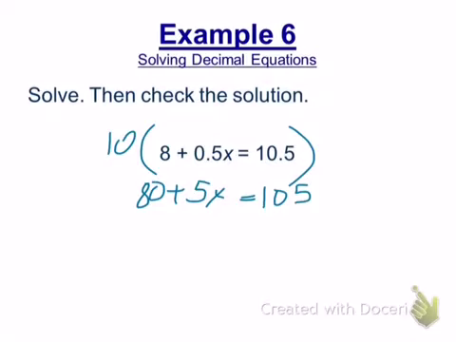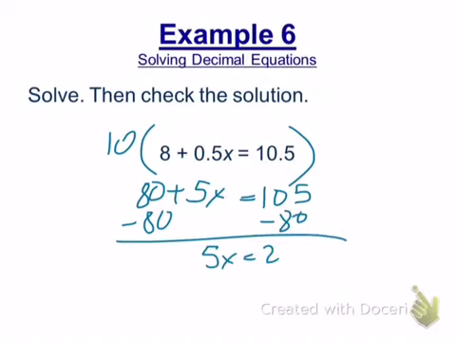Now what do we do here? We're going to subtract 80 from both sides. And we get 5x equals 25 and x equals 5.